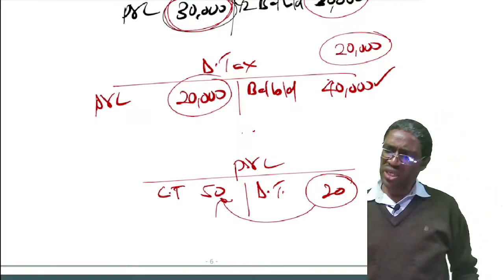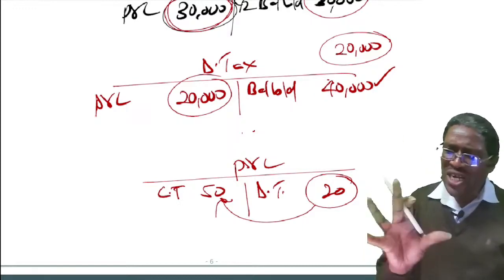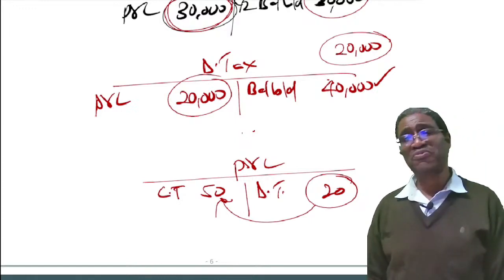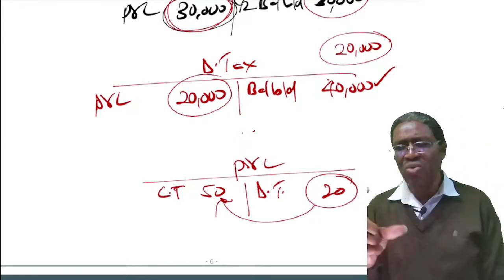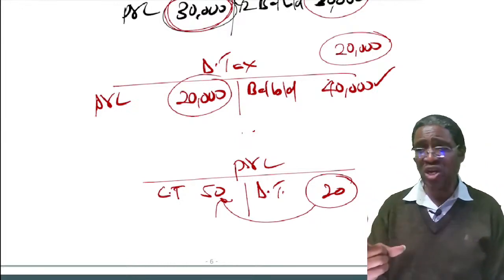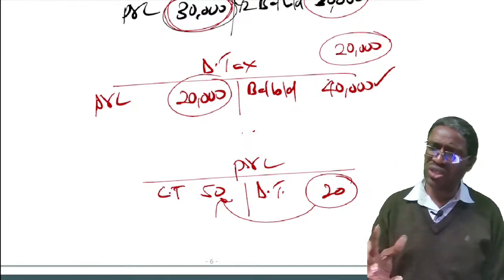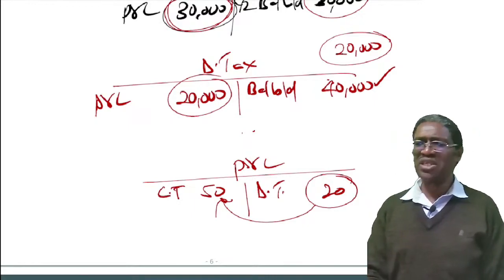What am I trying to say? Listen carefully. There is no one language the examiner would use when it comes to deferred tax. But it's for you to conclude from the language he's using whether you will add or subtract. How would you know whether to add or subtract? You can follow the double entry as it is going.